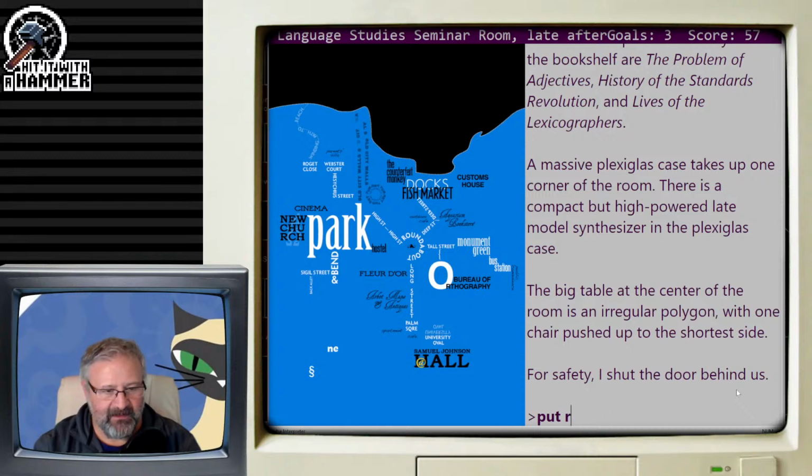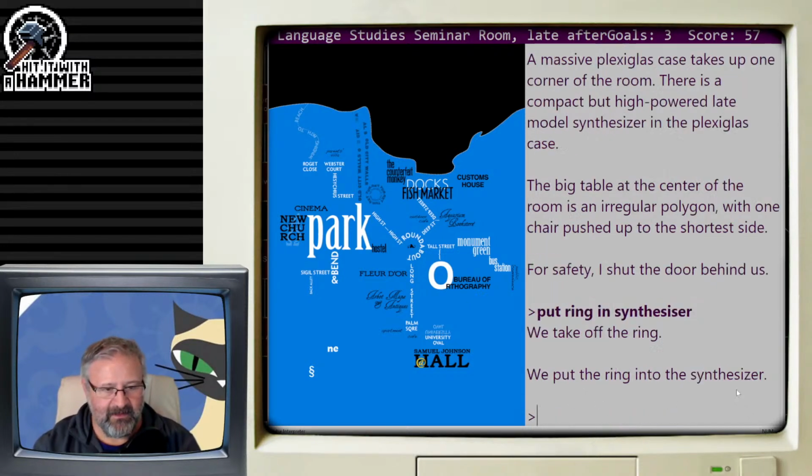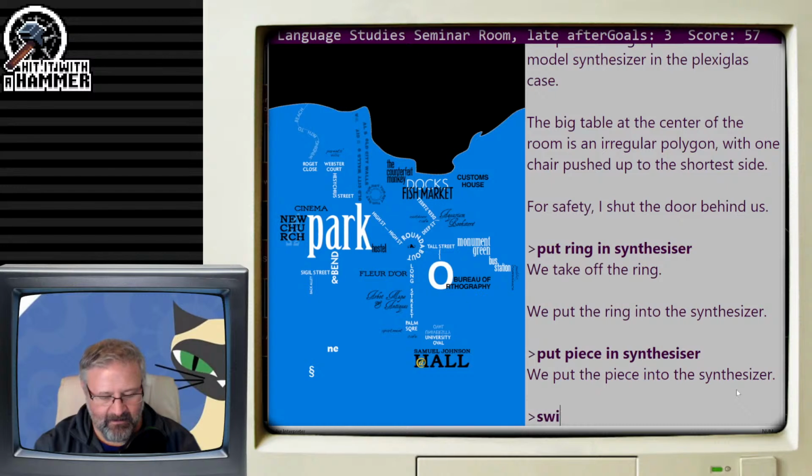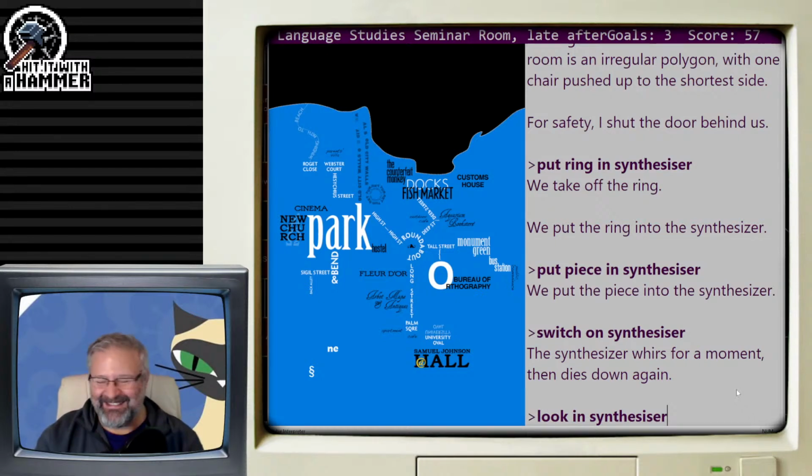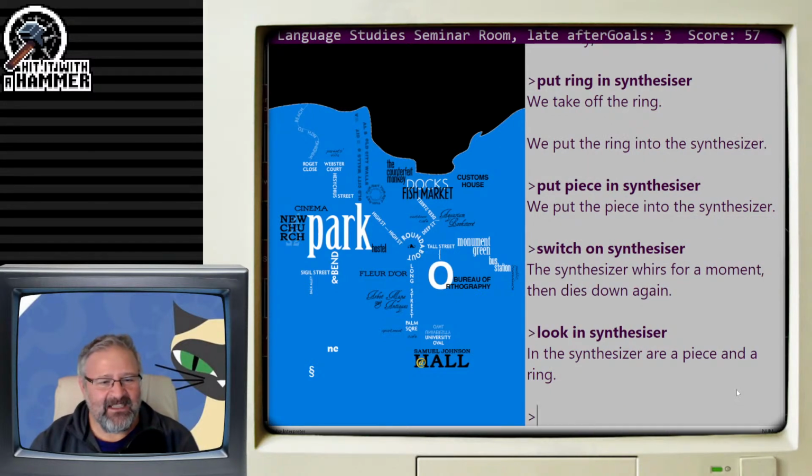Put ring in. Put piece. Okay. I've turned it on. It's whirred and died down. I'm going to look in it. Are we ready for this? Suddenly, Rosie's really keen. She hasn't been this keen about this game for months. In the synthesizer are a piece and a ring.